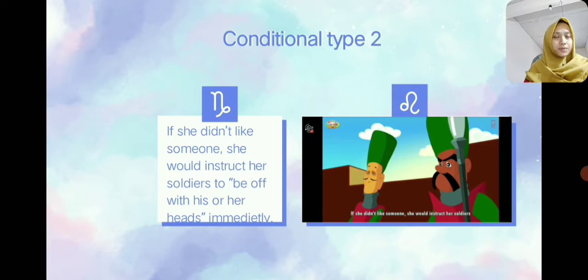Conditional type 2 has the formula: if plus simple past, present conditional or present continuous conditional. The example sentence: "If she didn't like someone, she would instruct her soldiers to be off with his or her heads immediately."